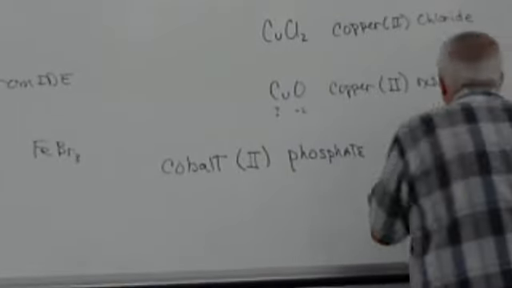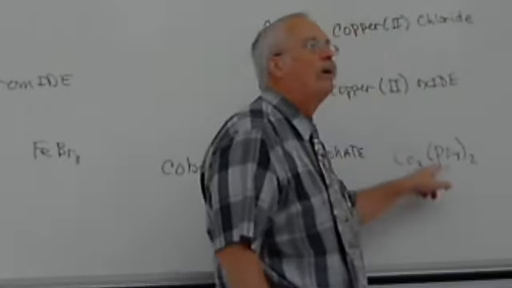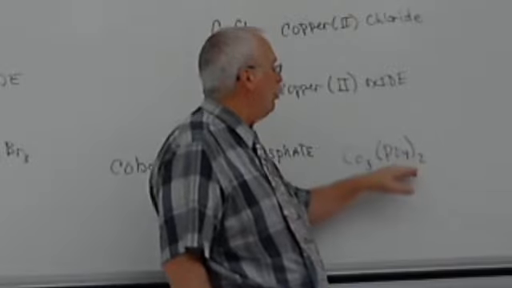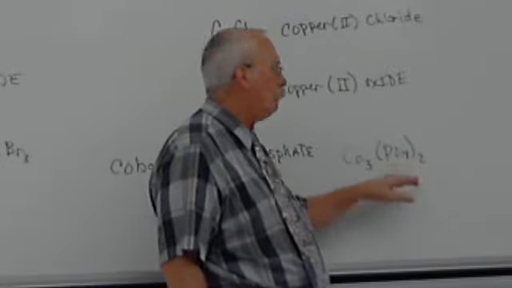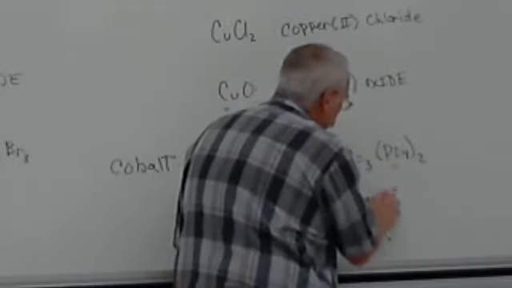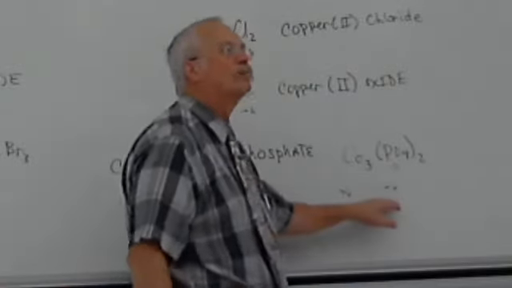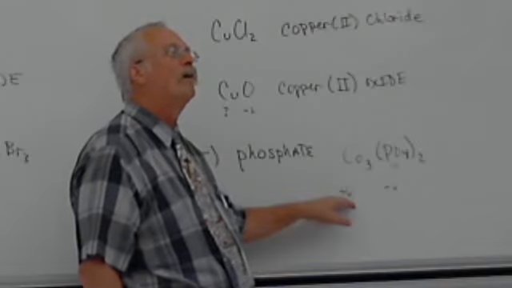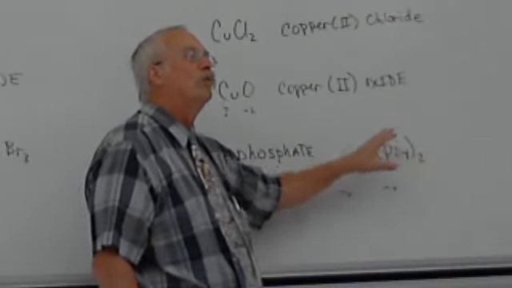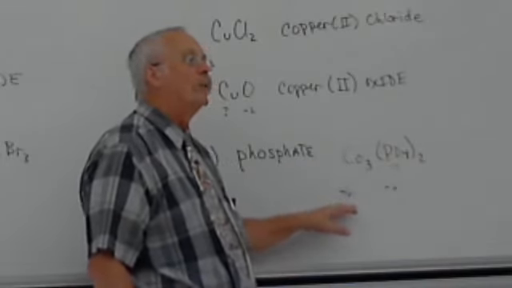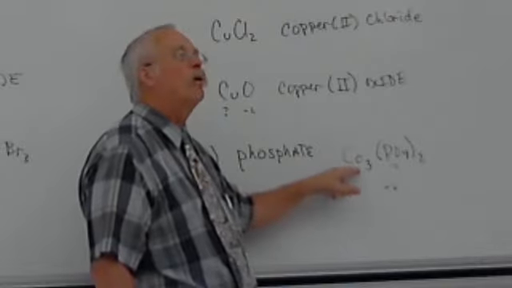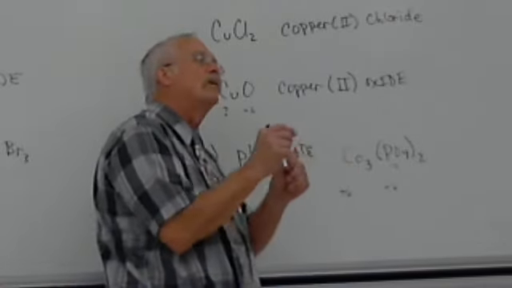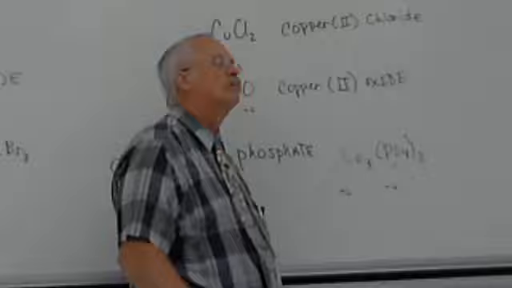What is a single phosphate? What charge? If there's two of them, what's the total negative charge? -6. Okay, so what must the total positive charge be over here? For this to be neutral, it's got to be a +6. If there's 3 cobalts, what would each cobalt be to give me a total of +6?